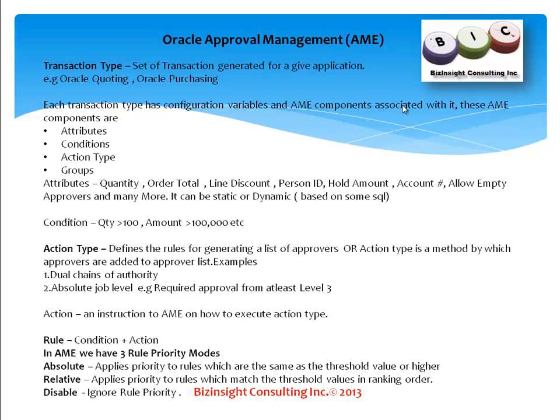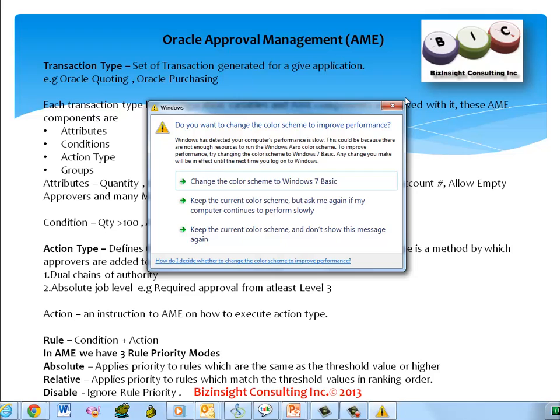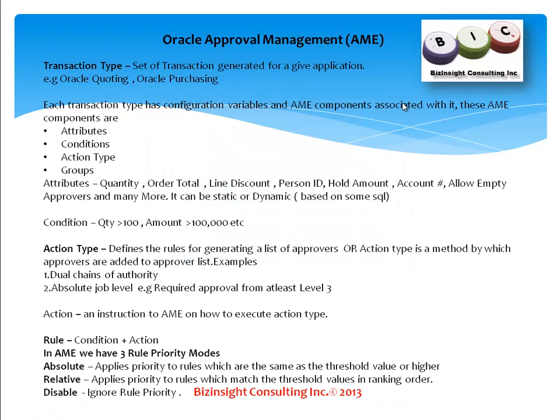If the quantity is less than 10, it should be the supervisor and below. If the order total is greater than 100,000, the approval level should be the vice president. If it is less than 100,000, it should be senior manager, something like that. So these attributes are quantity, order total, line discounts, and the value for these attributes can be static. I can say, okay, if the quantity is greater than 10, or the order total is greater than 20, or I can generate the value dynamically.